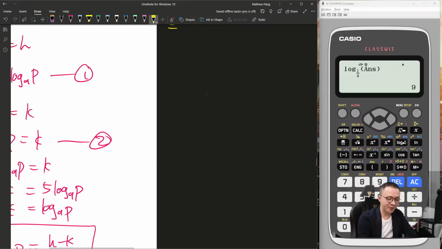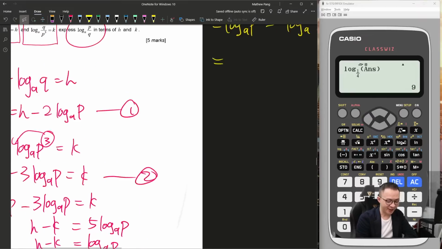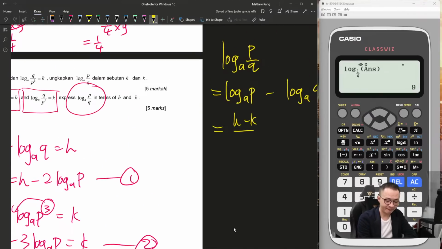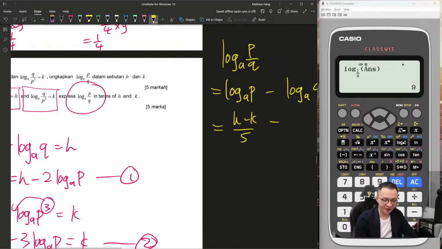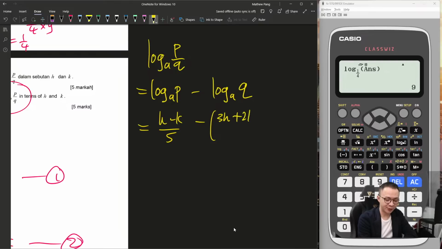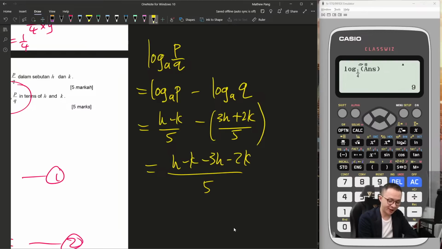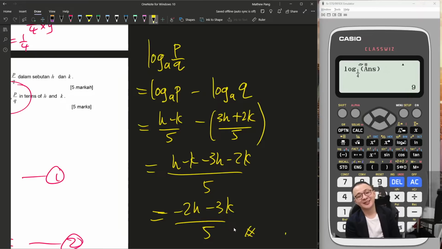What is log AP just now? Log AP is (H minus K) over 5, minus log AQ, which is (3H plus 2K) over 5. Then yeah, H minus K minus 3H minus 2K. So yep, let's solve this one. It's (negative 2H minus 3K) over 5. Done. Yeah, kind of a lot of work for this log question.